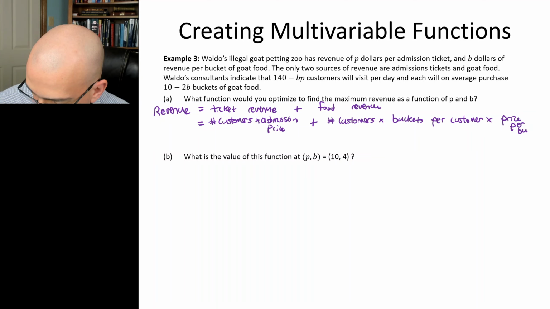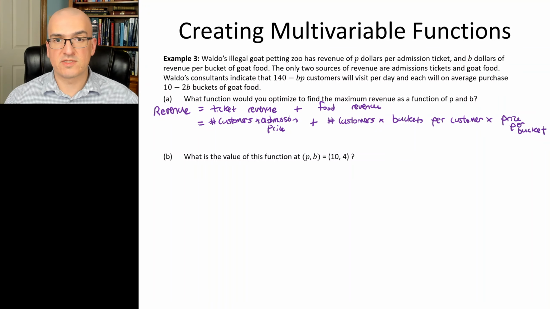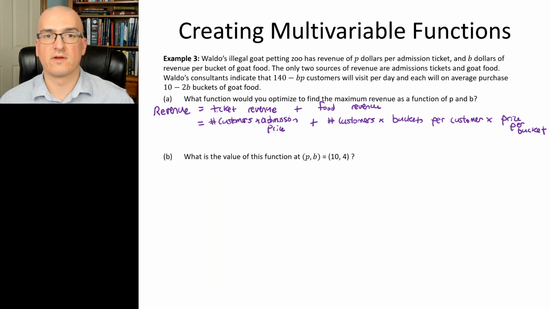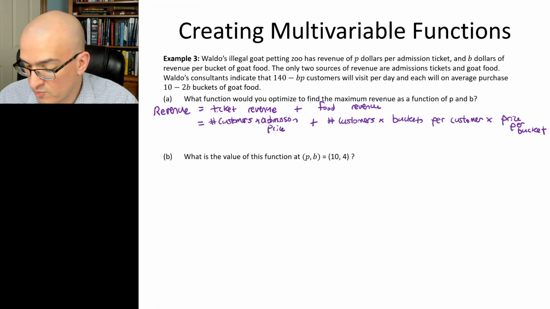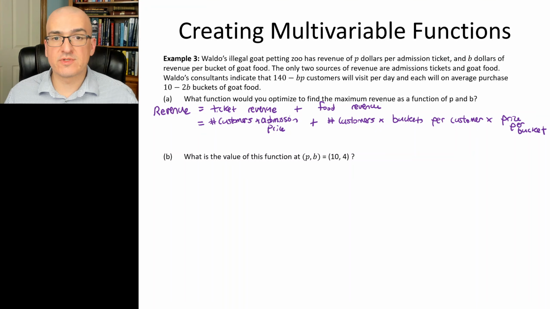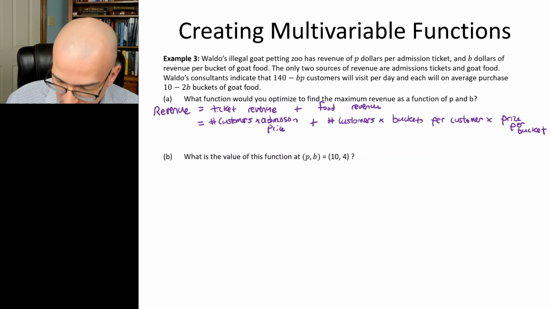So maybe every single bucket is extremely expensive and every customer buys one on average. Maybe every bucket is cheaper and every customer will buy three on average. As you change these numbers, B and P, these two inputs into the revenue are going to change. Let's construct what the function is.